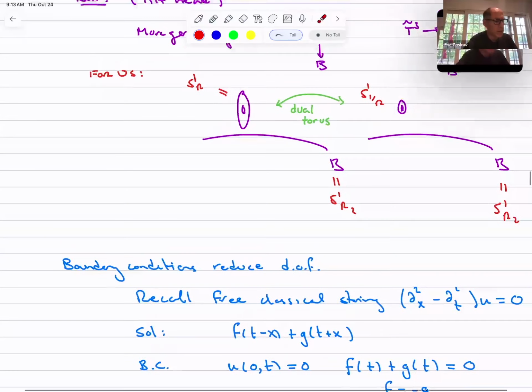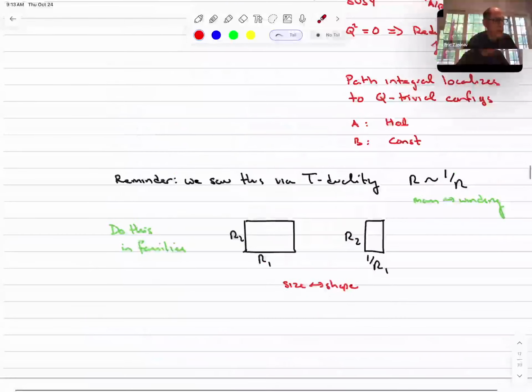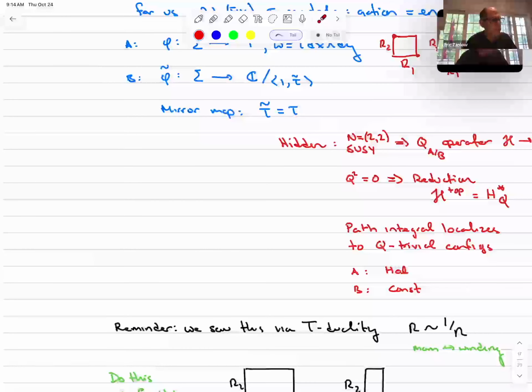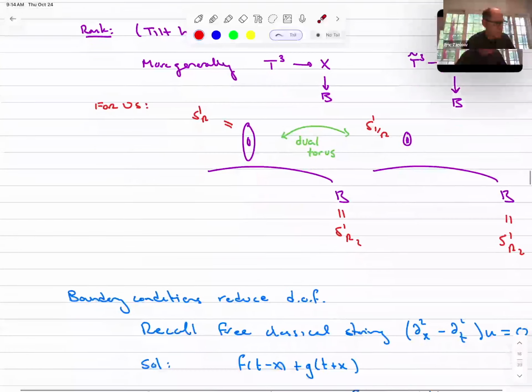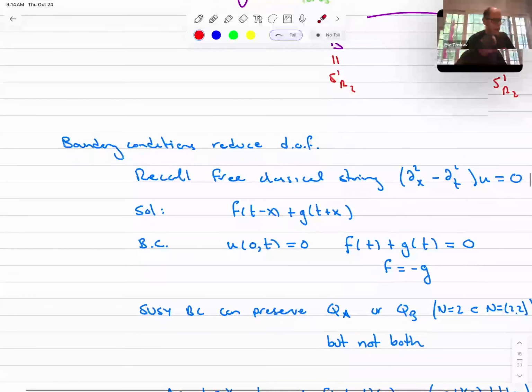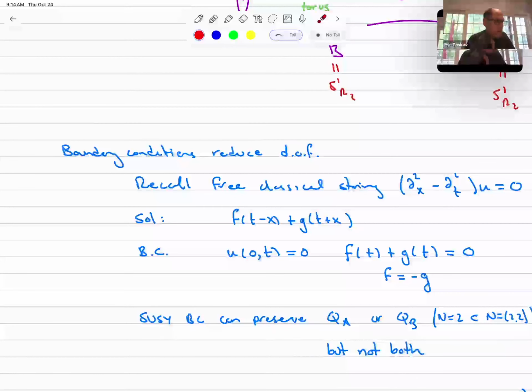So what that says is that if you had started with (2,2) supersymmetry, and then you have a boundary condition, you have half of that. So just N equals 2 supersymmetry. And so you get to choose. Either your boundary condition can preserve Q_A or Q_B, one of those two types of supersymmetries, but not both.